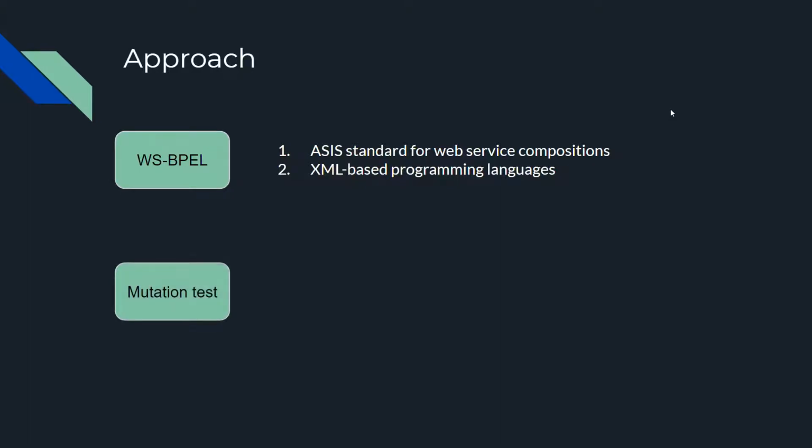And what is mutation testing? Mutation testing is a testing technique based on fault injection. For example, if a program contains the expression x plus y plus z, and there's a mutation operator available to replace the operator plus by the operator minus, the mutants containing the expressions x minus y plus z and x plus y minus z can be produced.